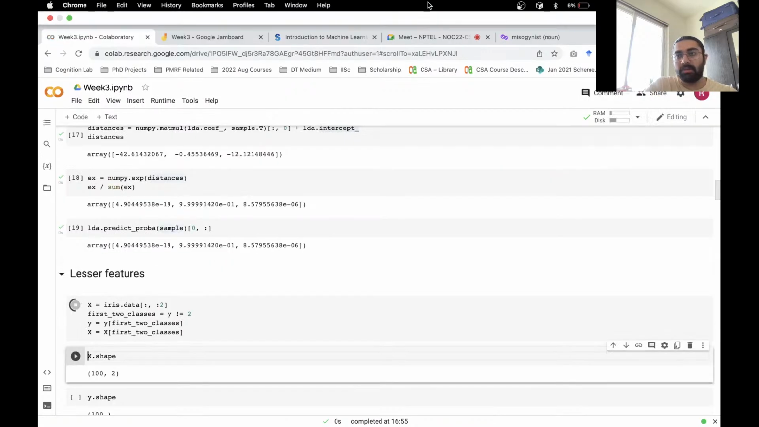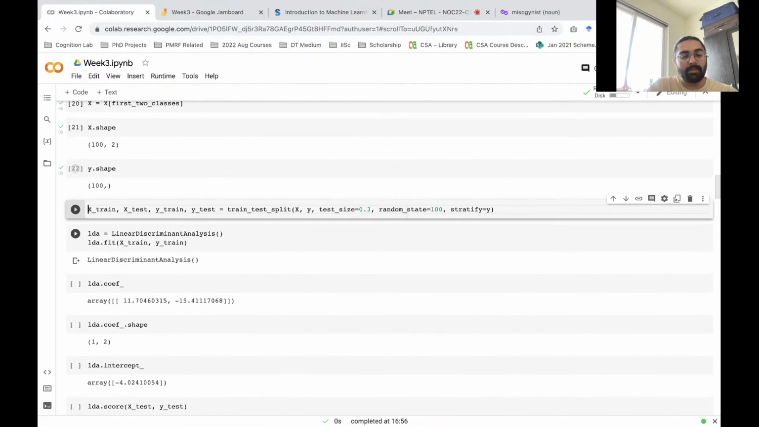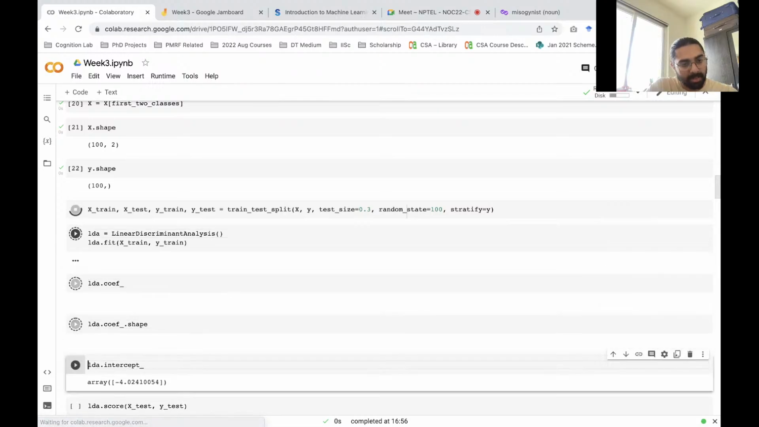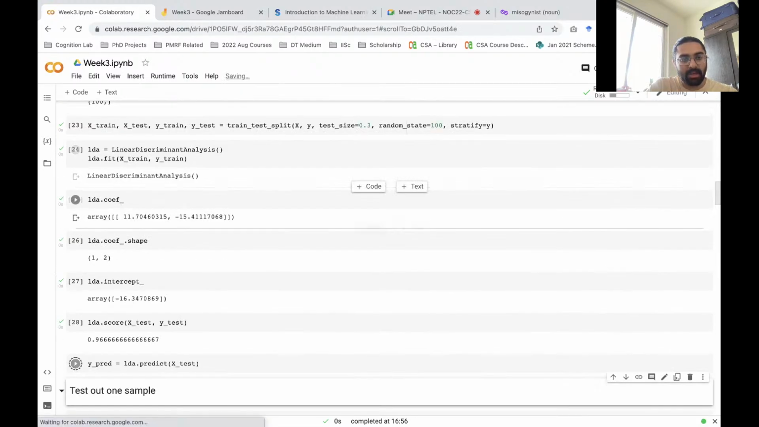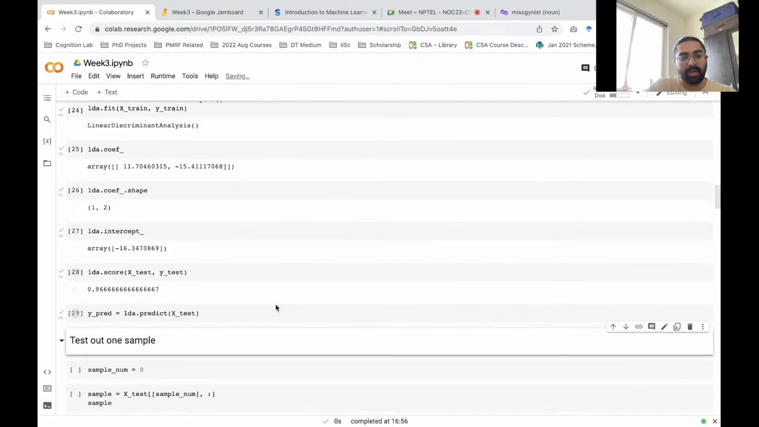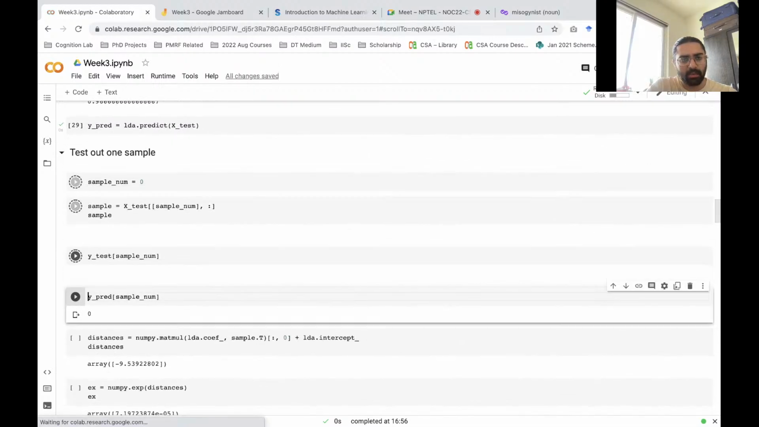Okay, running out of time again. So the idea is that you can run this for simpler settings also, and try to understand how to get these probabilities out from this system.